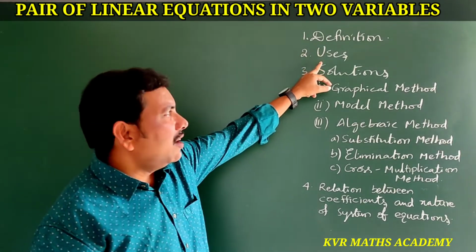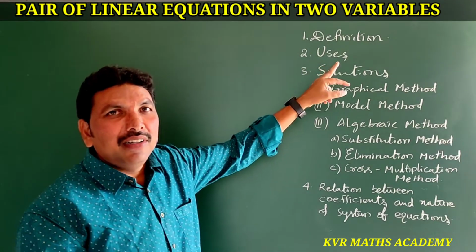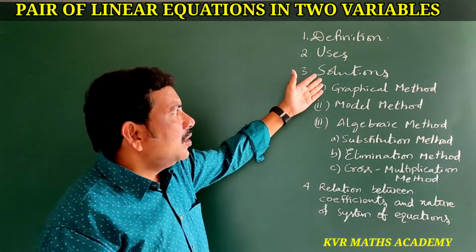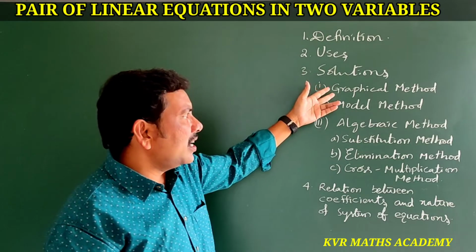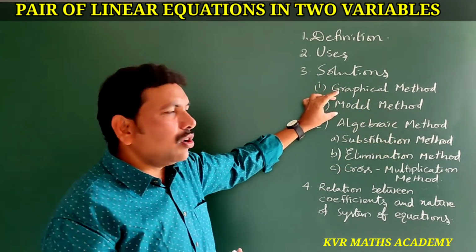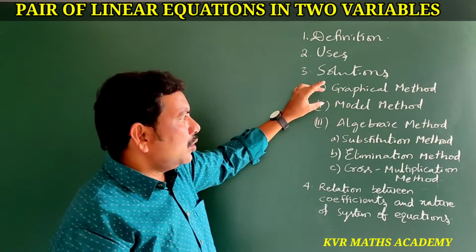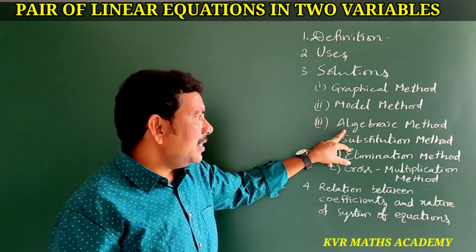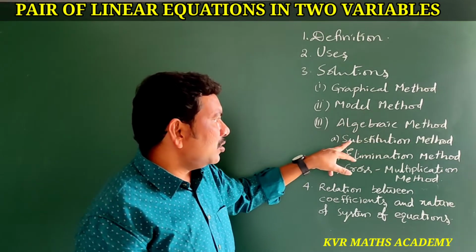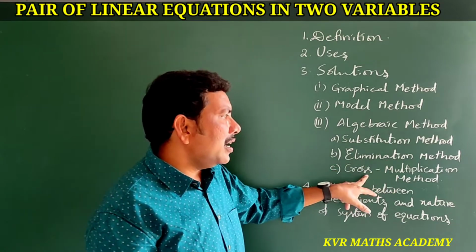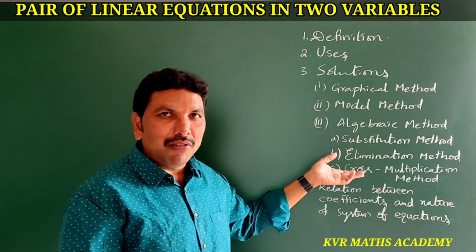First, the definition. After that, what are the uses of pair of linear equations in two variables. Next, solutions. In solutions: graphical method, model method, algebraic method. The model method is not there for 10th class, so skip it, and let us discuss the graphical method and algebraic method. In the algebraic method also three methods are there: substitution method, elimination method, and cross multiplication method. One by one we will discuss.